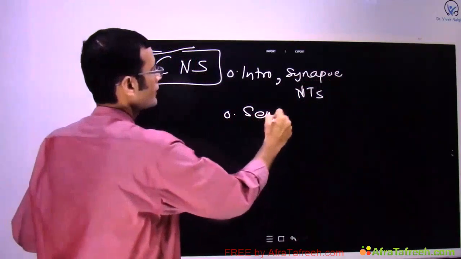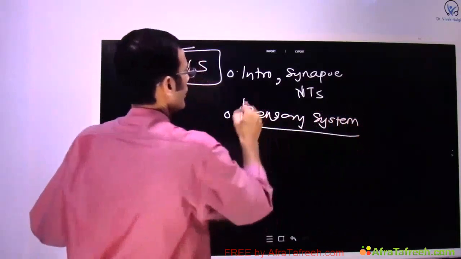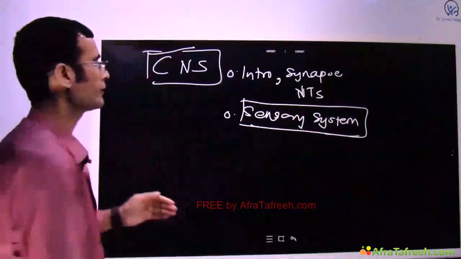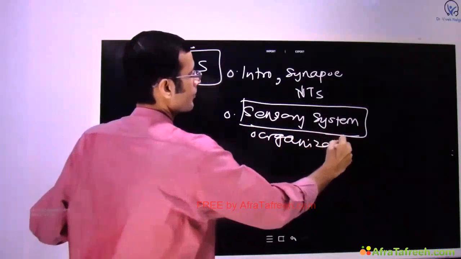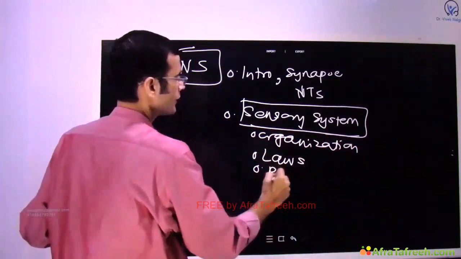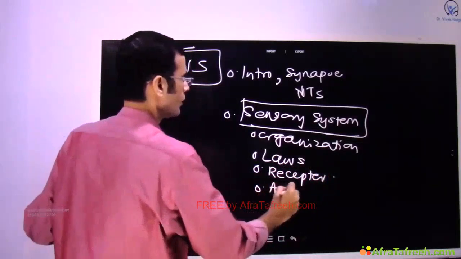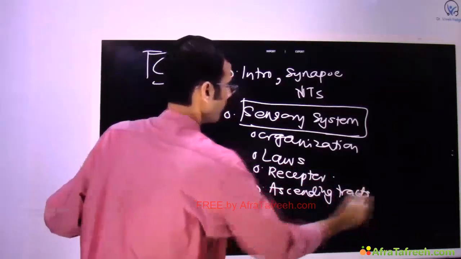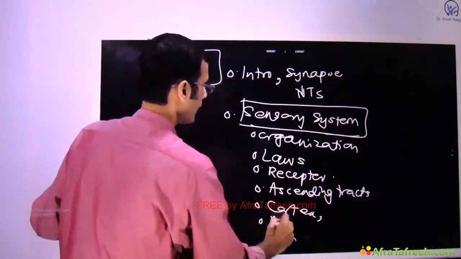Then we will discuss the sensory system. In the sensory system, we will have to discuss first the organization of the sensory system, certain laws that govern the functioning of the sensory system, receptor physiology, ascending tracts in the spinal cord, cortex, physiology of pain.